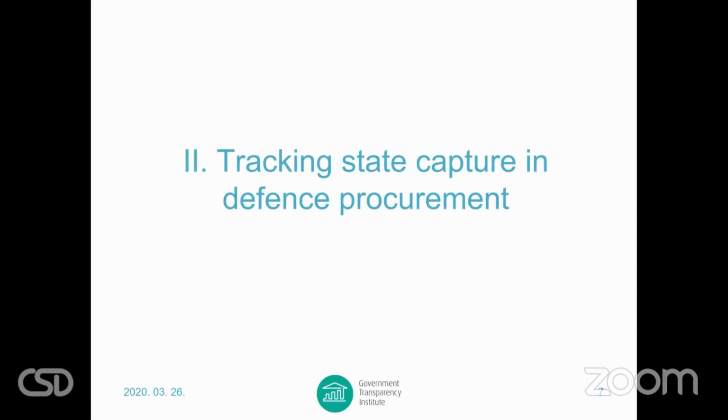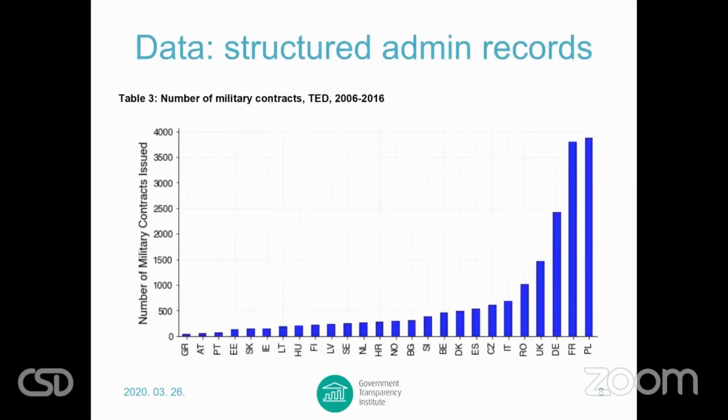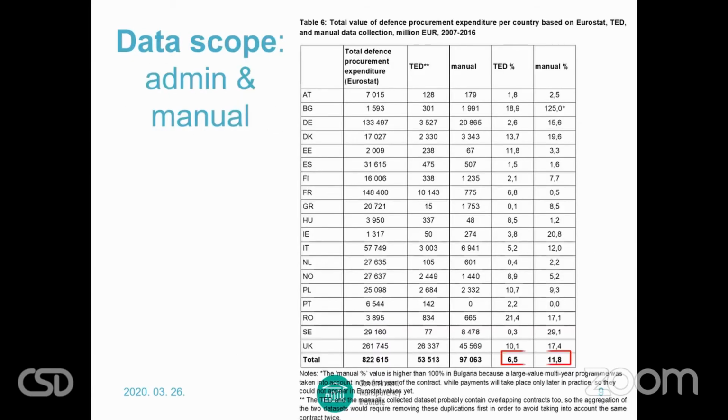So after this conceptual introduction, let me introduce you to the state capture in defense procurement project, and I will jump over quite a few slides to save time. So we have a small number of contracts, and those defense contracts are clustered or focused on a small number of countries: Poland, France, Germany, the UK, Romania, and Italy. This is partially driven by data quality, like Poland, but also driven by large spenders like France, the UK, and Germany.